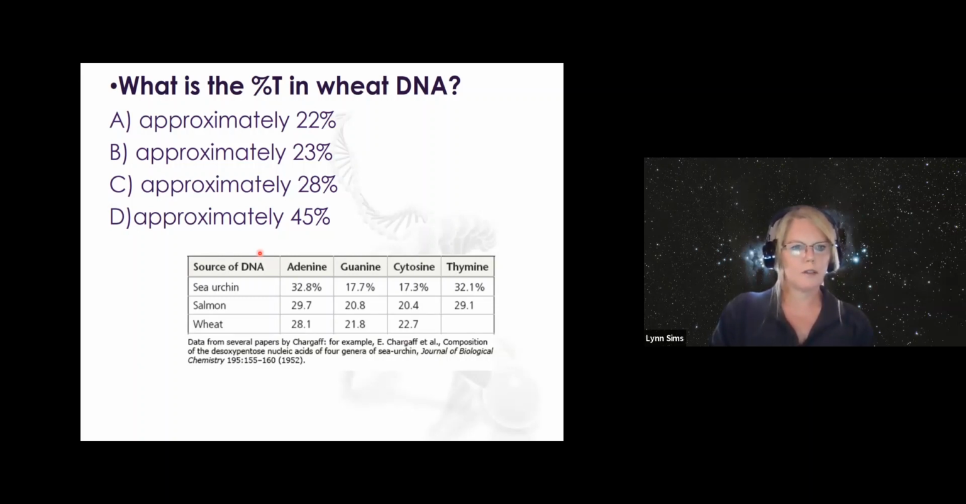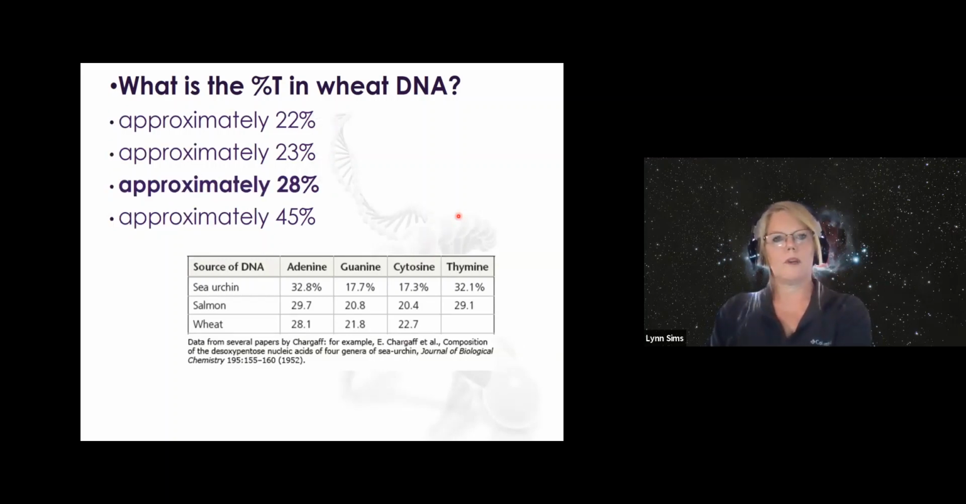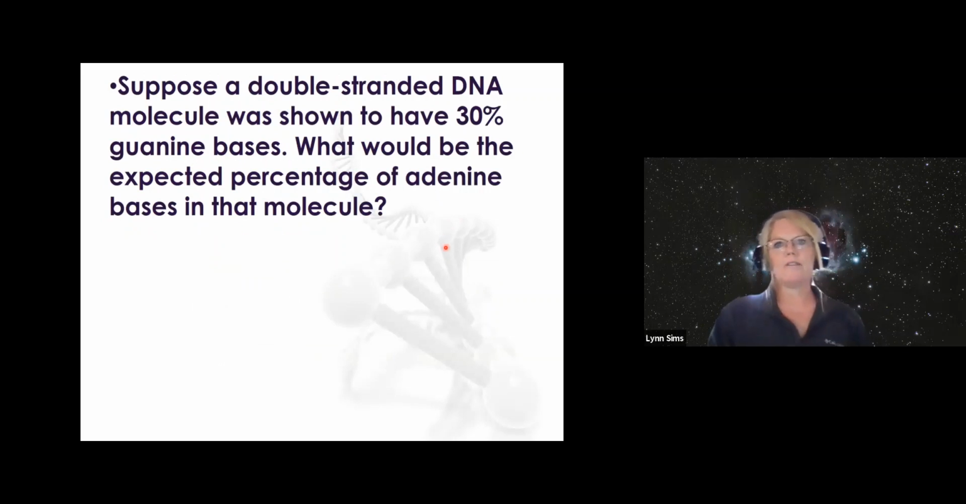So I'm going to stop that. Now, let's go ahead and look at another one. I'm going to actually have you calculate this. So now I have a question here. It says, suppose a double-stranded DNA molecule was shown to have 30% guanine. What would be the expected percentage of adenine bases in that molecule? Okay, so if you know the percent of guanine, how would you calculate the percent adenine? Okay, so I'm going to have you do that.